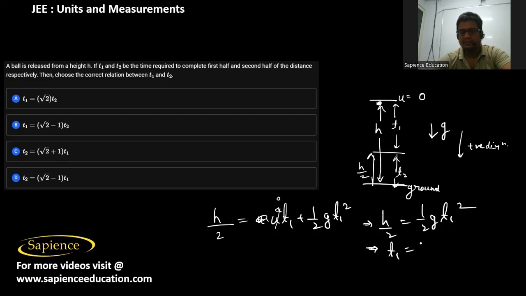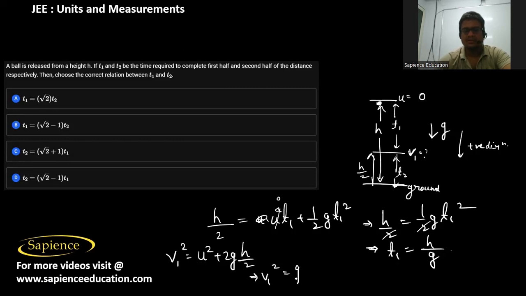So therefore t1 will be equal to root of h by g. And for t2, the final velocity that it will reach, let's say that is v1. So v1 square will be equal to u square plus 2g into h by 2. So v1 square is equal to gh, so v1 equals root gh. So here the velocity is root gh.